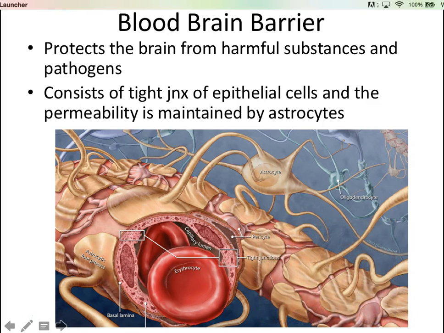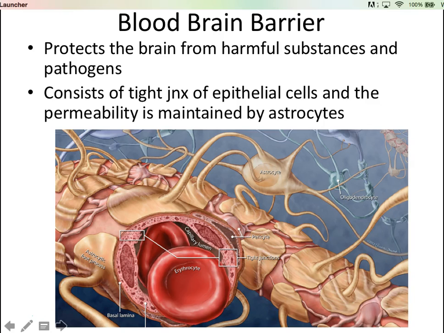All right, hide me again here so you can see this picture better. Okay, because the brain is so important, we want to make sure that not everything gets to the brain. We want to protect it from any kind of harmful thing that might be in the bloodstream. So to do that, we have something called the blood-brain barrier.